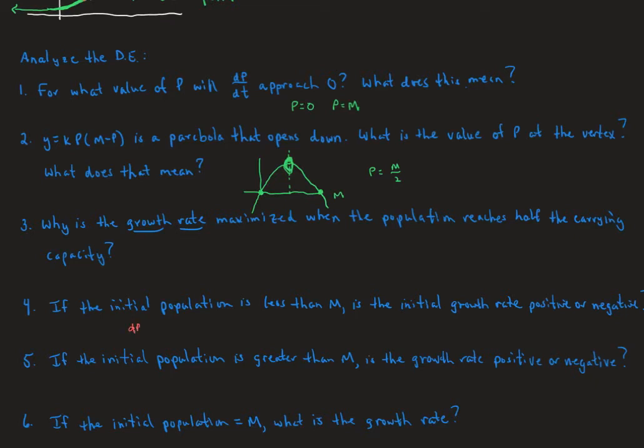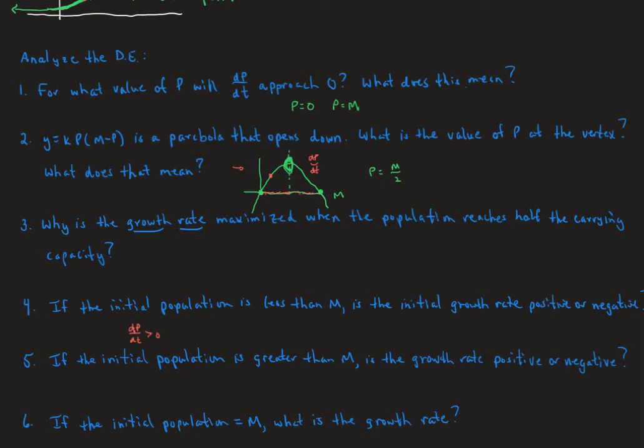So our dP/dt is going to be positive. You can also see it in the graph of this parabola, because this is our dP/dt right here. And so if you do an initial population that's less than M, that's going to put you at a t value somewhere in here, and that's going to give you a place on that curve that's positive.